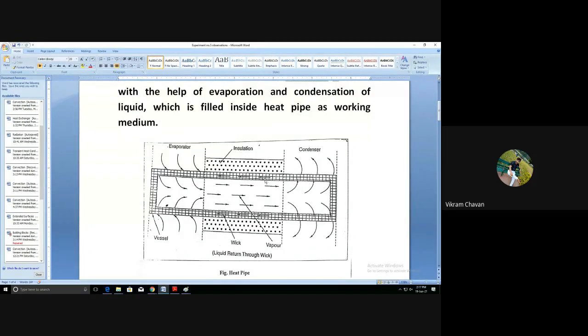This middle part is also covered with some insulating material, asbestos rope insulating material, to reduce the heat loss from this side to the external environment. Sometimes this is covered with insulating material. And this side is exposed to the source where the heat source is present, and the condenser side is exposed to the heat sink where the heat is rejected to the external environment.